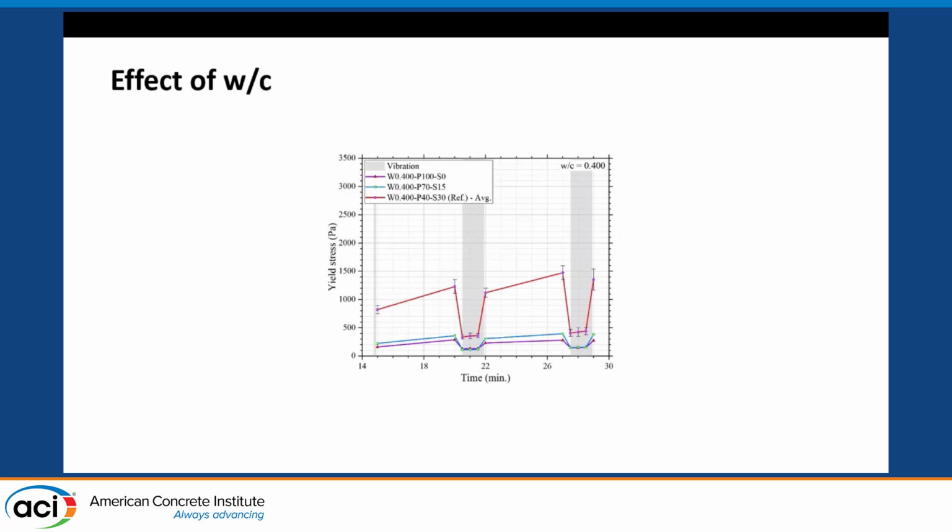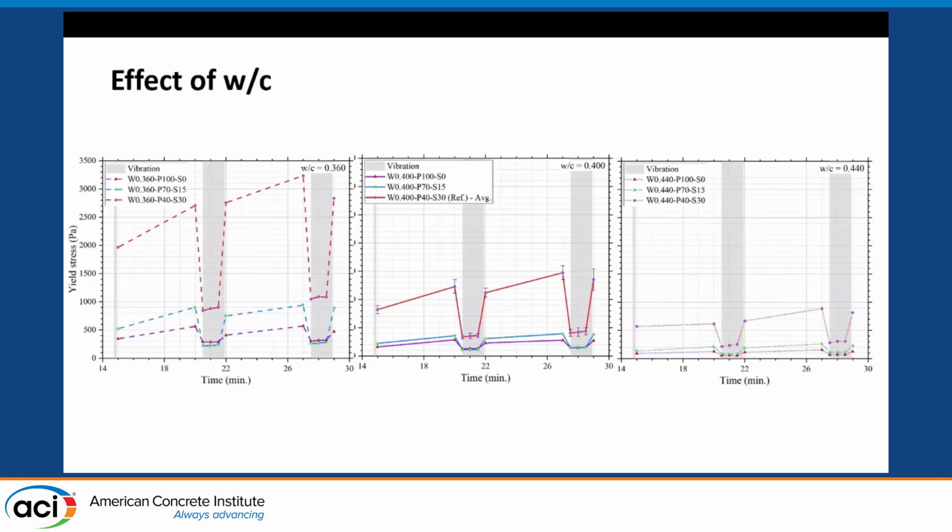So what about water to cement ratio? I'm only showing 3 of the mixes here. Pure paste, 70% paste and 40% paste, and corresponding aggregate volumes at 0.4 water cement ratio. On the left, I have 0.36 water cement ratio. On the right, 0.44 water cement ratio. And you'll see water to cement ratio does impact the yield stress both when it was not being vibrated and when it is being vibrated.